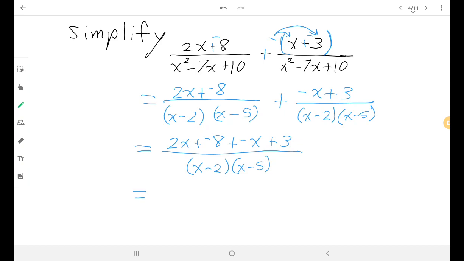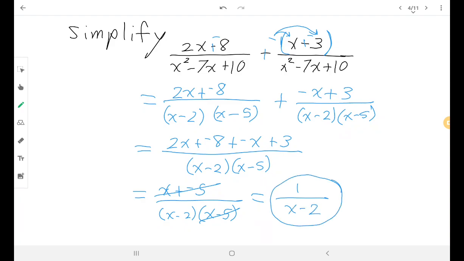Okay, let's put things together then. I could put the 2x plus the negative x together. That would give me 1x, or just x. I could put the negative 8 and the positive 3 together, and that would give me negative 5, and that's over x minus 2 times x minus 5, or x plus negative 5. So this actually cancels that. And if I'm left with nothing on the top, I'm left with a 1. And then on the bottom, all I've got left is the x minus 2. And there it is. I'll let you look at that for a moment, see if there are any questions.